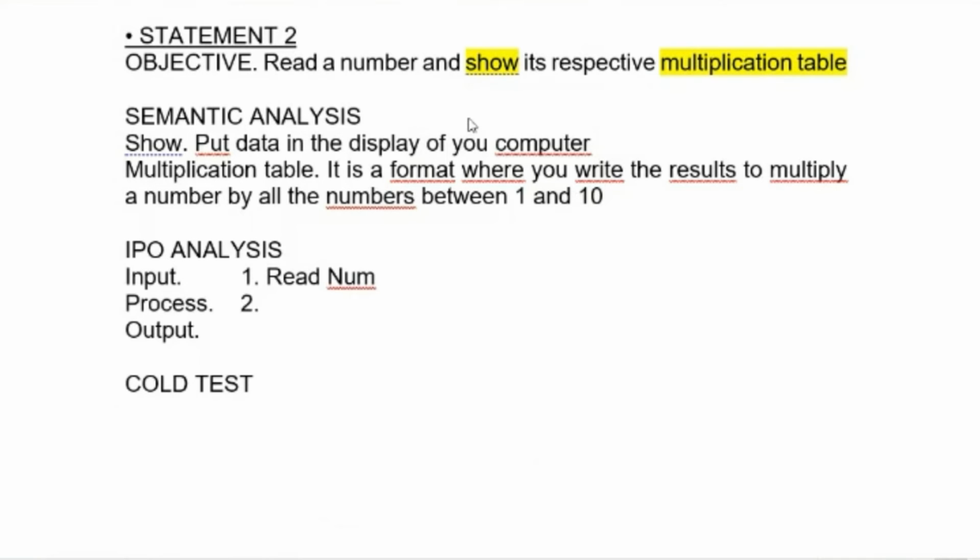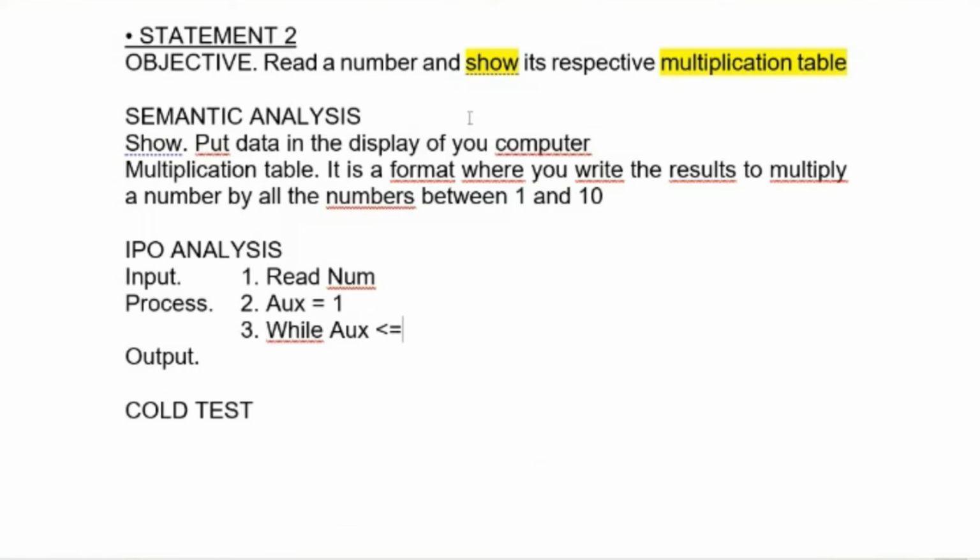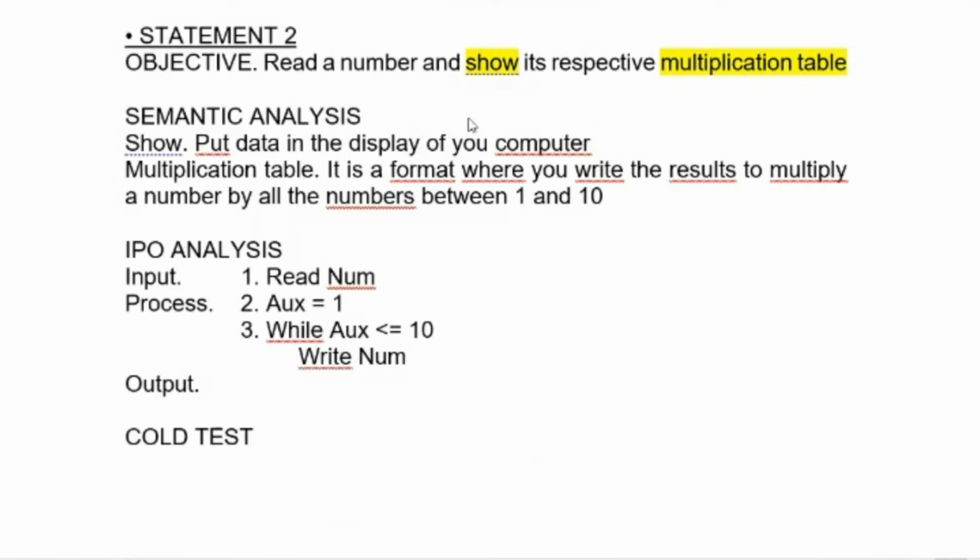Process. Step number 2. We're going to use a variable aus. Aus begins in 1. Step number 3. While aus is less or equal than 10, write num, the content of num, the symbol x, the content of aus, the symbol equal, and the result to multiply num by aus. Okay? Like a multiplication table.